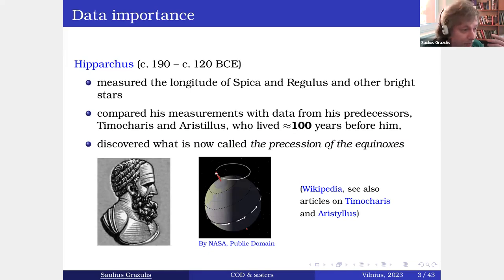Okay, so they had ways to make reliable measurements, accurate enough to be comparable, and to preserve these over 100 years and more. And he found systematic differences in these measurements and discovered the precession of equinoxes, which we now know as the precession of Earth's rotation axis, and at that time that was very impressive for contemporaries. Okay. So this shows that we can use data, and data can be very important.